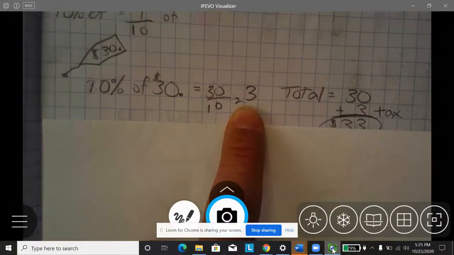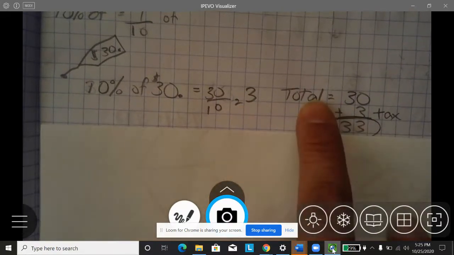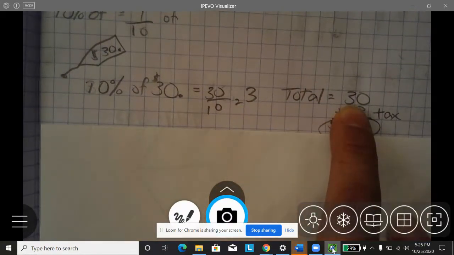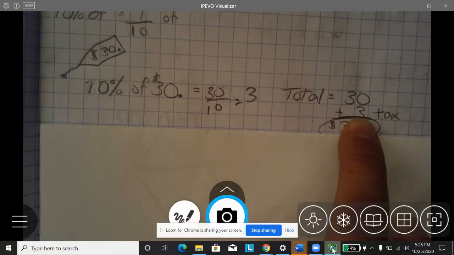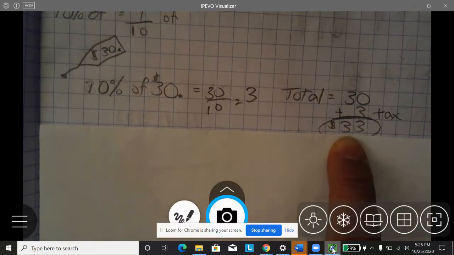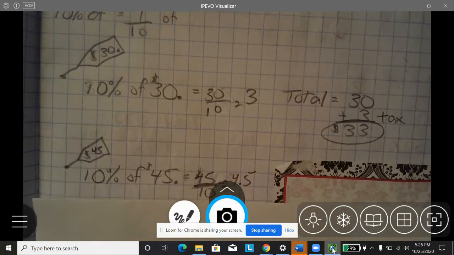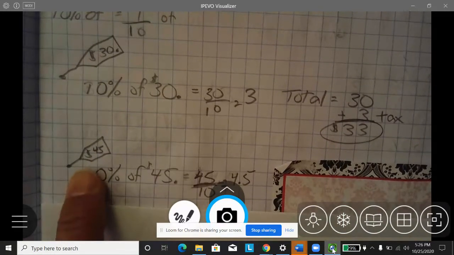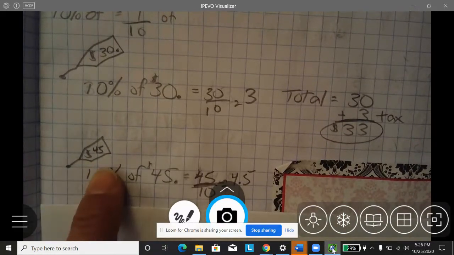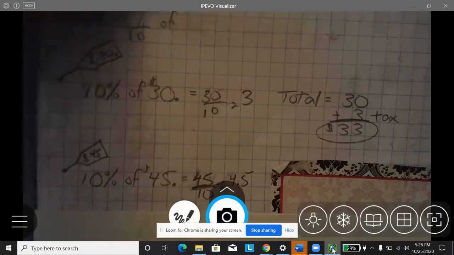So what does that look like? The store says the item costs $30. Once you get to the counter, they're going to charge you an extra $3, which is 10%, and you actually pay $33 to the store. What if it was a $45 item? Well, if it's a $45 item, the same idea works. You're just going to have to pay more tax.